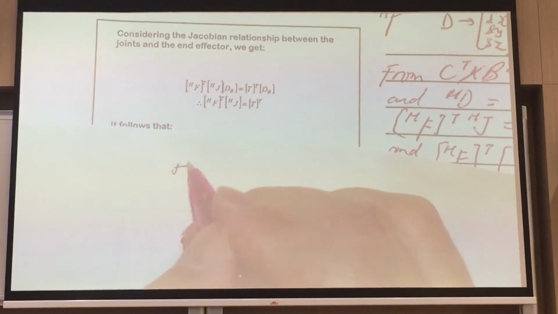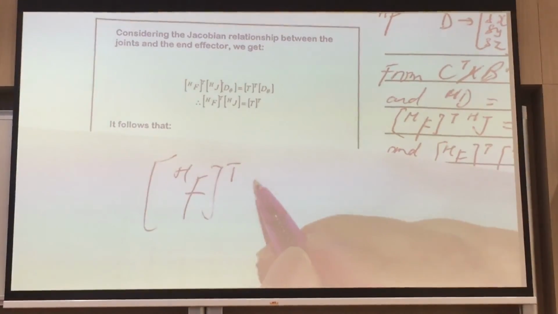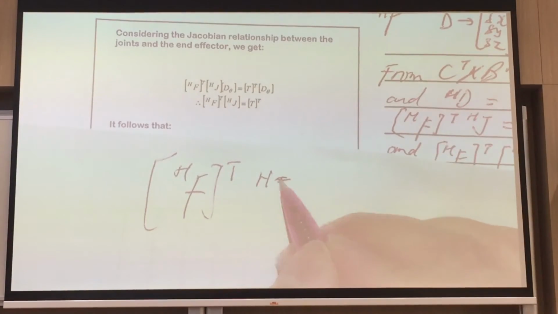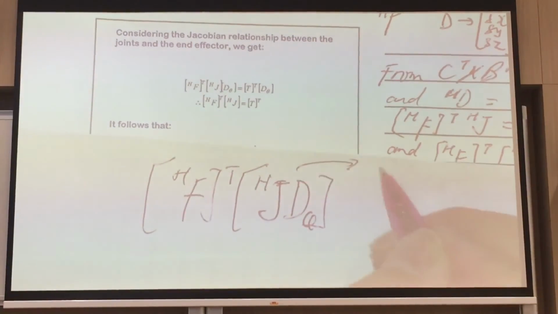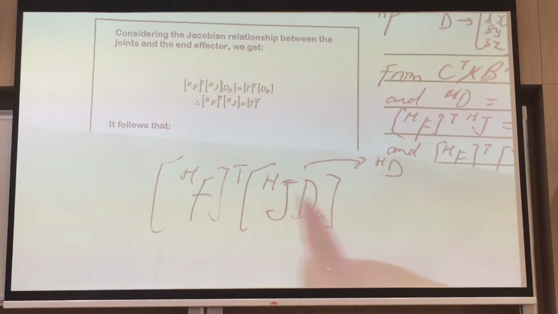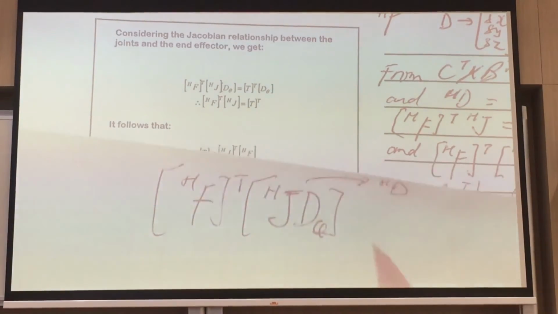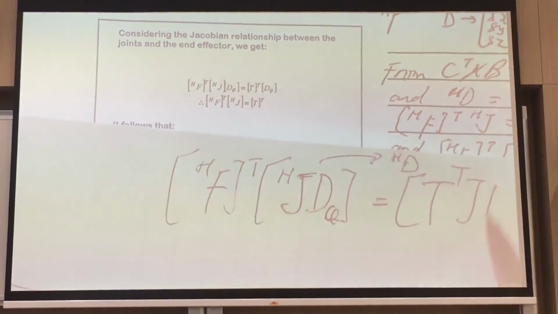So here, I'm going to substitute DH here with HJ d theta. This is equal to HD. Remember in lecture 6 and 7, we talk about this definition of D with respect to the end effector. That is where the Jacobian comes in. And then this is equal to the previous formula.